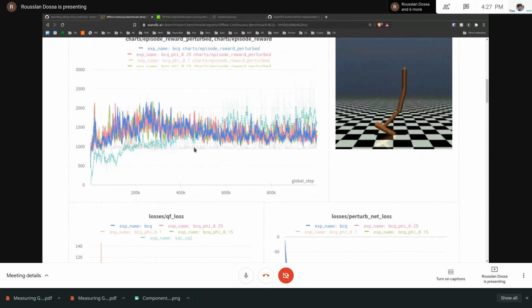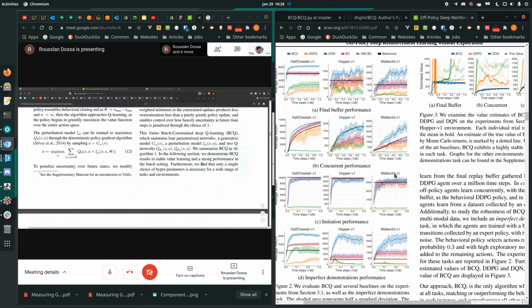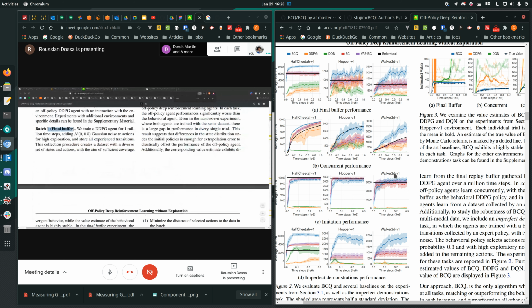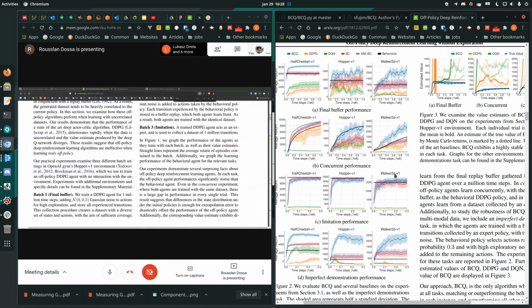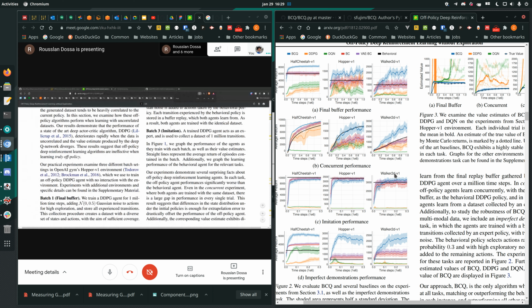And yes? Yeah, I was just thinking. So remember, the author had a couple of settings. The final buffer, concurrent, imitation, imperfect demonstration. So I guess since we're using a fixed data set, are you using the expert data set? Expert? You mean the D4RL expert or the final? You're using the D4RL data set, right? Yes. Yeah, so that would be sort of the imitation learning performance, right? I see. So final buffer. No, not final buffer, but imitation performance. Because final buffer is what you get after training the agents from scratch, and then you get the entire buffer, all of the transitions and stuff. But if you're using the expert data set, it's more of an imitation learning that you're imitating from the expert, that kind of thing.